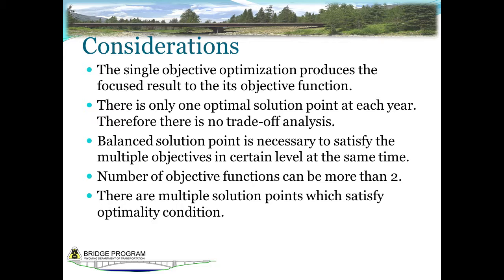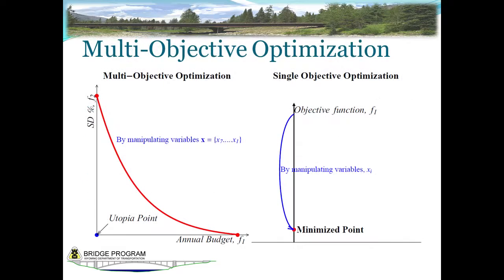I can compare two optimization schemes here. The right-hand side figure is the single objective optimization. Since there is only one objective, we get only one solution point. The left-hand side figure is the multi-objective optimization. Let's say there are two objective functions. The X-axis is the annual budget, the Y-axis is the structural deficiency. Unlike the single objective optimization, we're going to have a bunch of solution points represented by the red curve here.